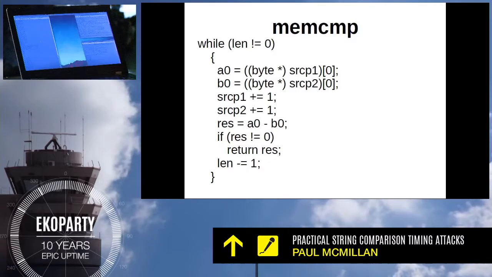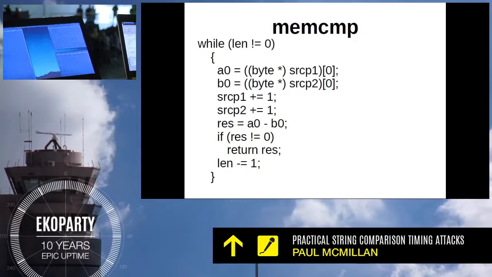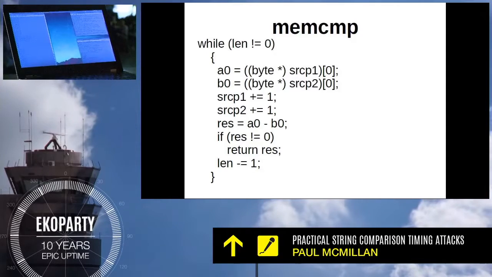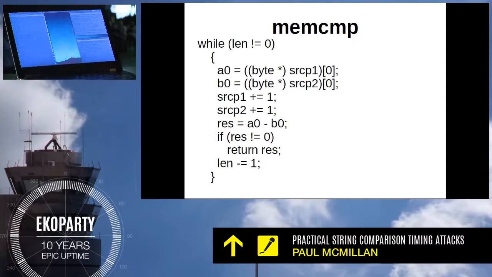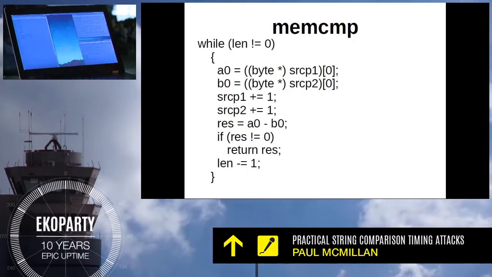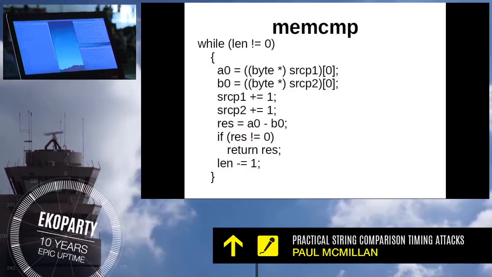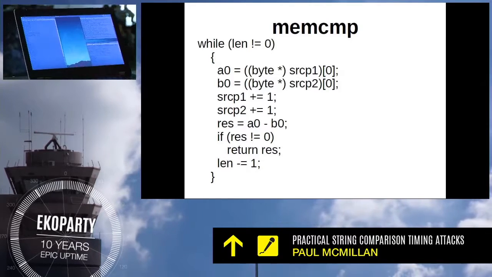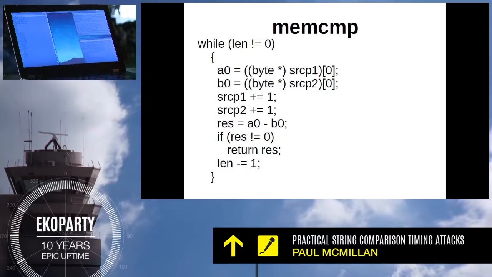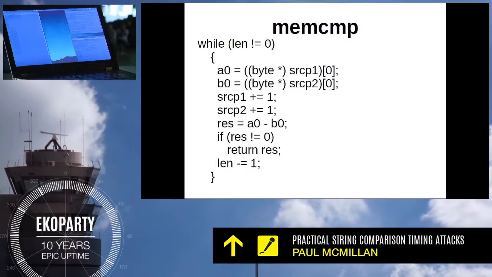So the way this works is we take the first two bytes of the strings that we're going to compare. We subtract them from each other, and we see whether there's a difference. If there's not a difference, then we keep going. If there is a difference, we stop and we return. We keep doing this until we either find a difference or we get to the end of the string. The key thing here is that we behave differently if a character is correct or if it's incorrect.